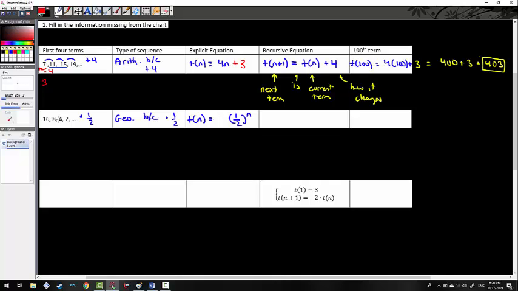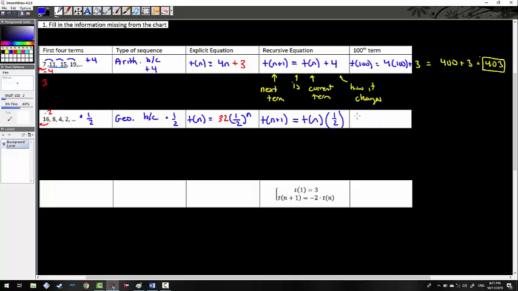So, if we're multiplying by 1/2 to move to the right, we're going to divide by 1/2 or multiply by 2 to move to the left, making the 0th term 32. Because 16 times 2 is 32, 32 is my 0th term. Again, recursive equation. Next term is current term and how it changes. So the next term, t of n plus 1, always equals the current term, t of n, and then how it changes. Well, that's going to get multiplied by 1/2. And that's as far as you need to go with the recursive equation.